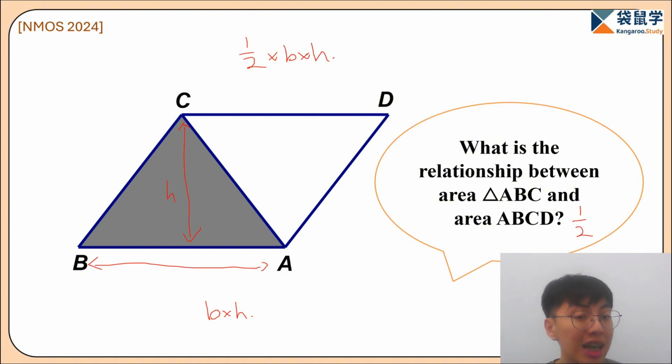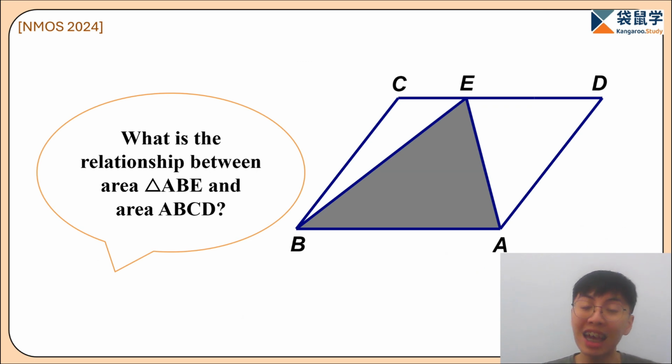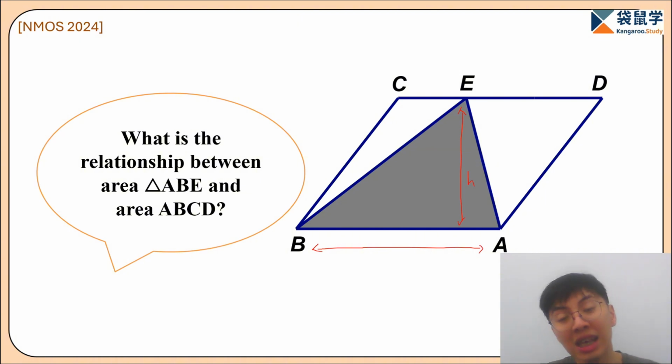Well, this example is very simple. So now we want to try a much more difficult example. This is our second example. Let's look at it. We have another parallelogram ABCD. But now the question wants us to find the relationship of the shaded triangle ABE as compared to this parallelogram ABCD. Let's think about it first. Where is the base of the triangle ABE? It is this part here. What about the height of it? The height of it is just this line here.